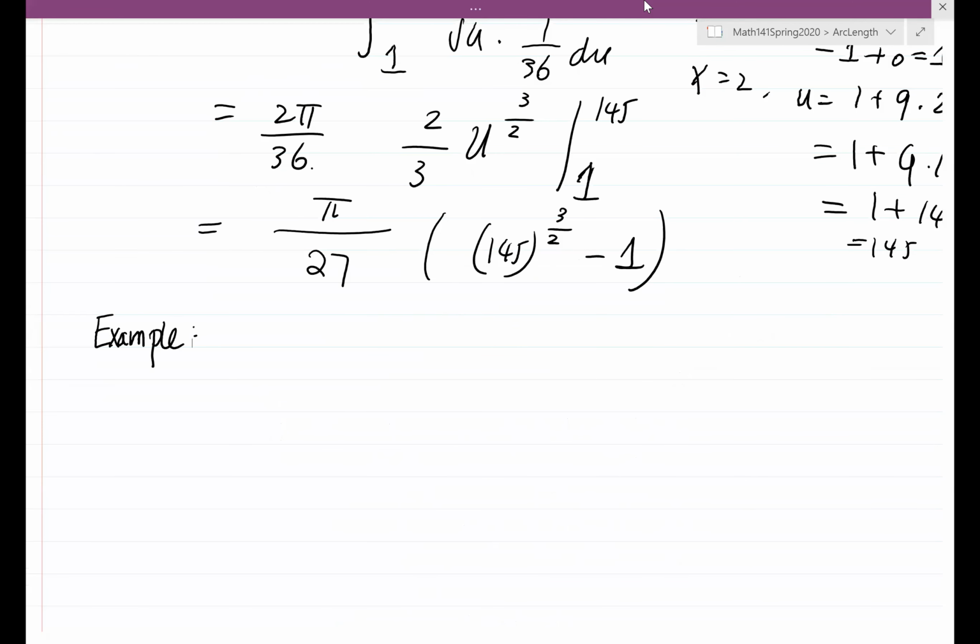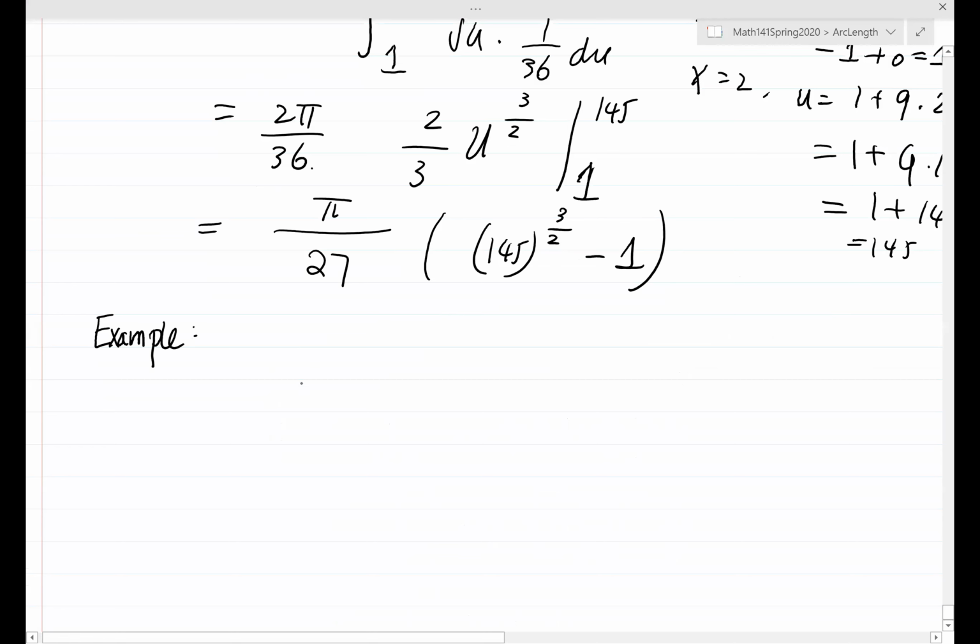Okay, let's see this example. The curve is y equal to e to the x, with x from 0 to 1. We rotate it about the x-axis. Find the area of the surface.